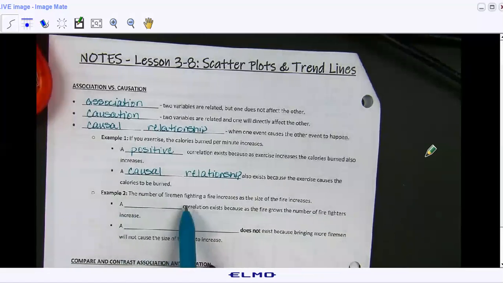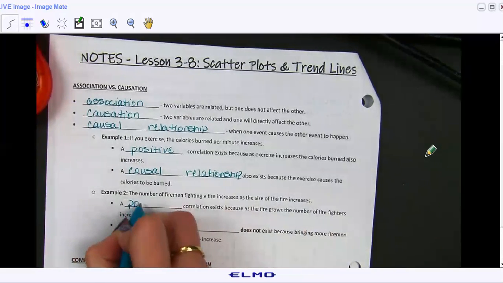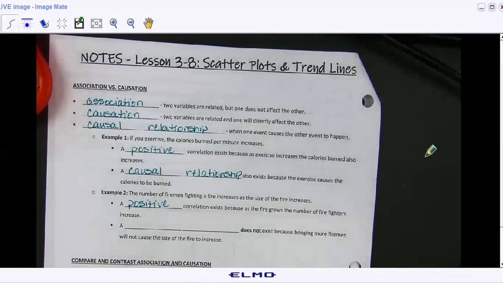All right, the number of firemen fighting a fire increases as the size of the fire increases. Is that a positive, negative, or no correlation? Positive correlation. However, a causal relationship does not exist, and I'll explain this. It does not exist because bringing more firemen will not cause the size of the fire to increase. It will cause the size of the fire to hopefully decrease, right? So would that be negative?